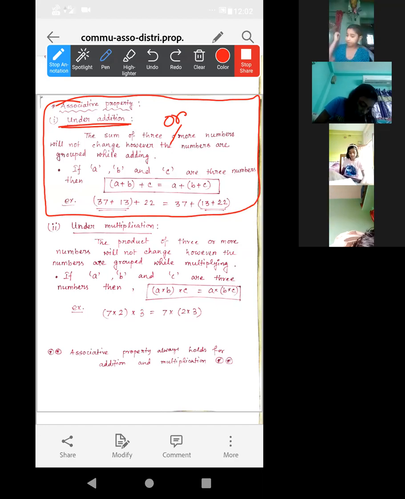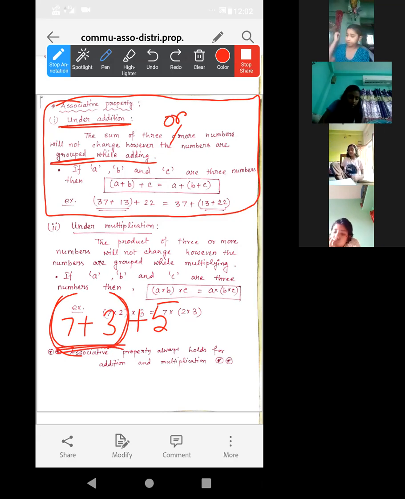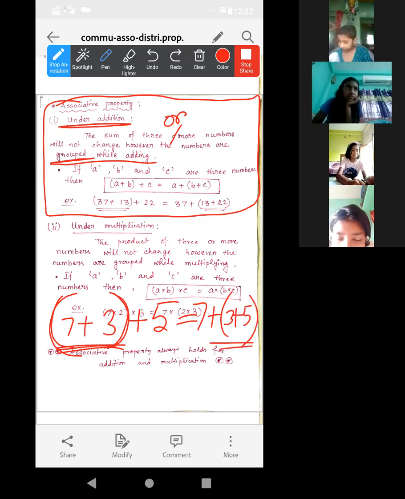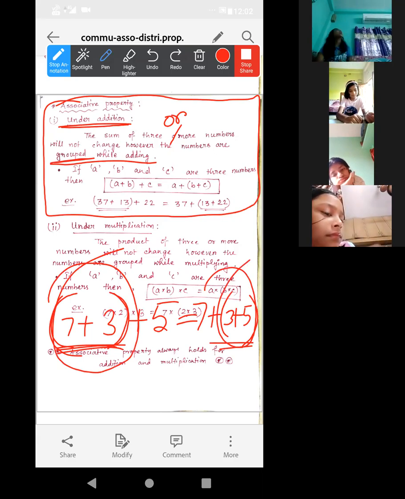However the numbers are grouped while adding. However the numbers are grouped means what? It means the example I took now. In the first way, these two are in a group. And in the second way, 7 is single, but 3 and 5 are in a group. In whichever way we make the group and add, it doesn't matter. Ultimately, the answer is the same. Okay?